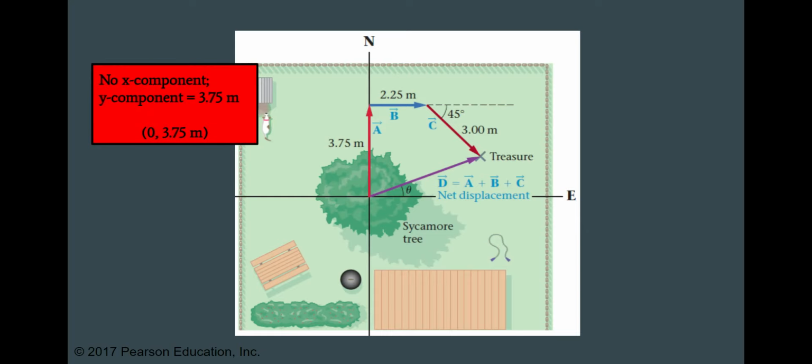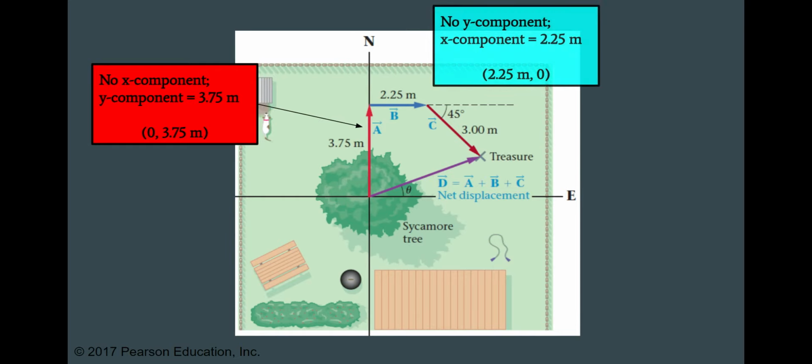So in this particular vector, vector A, we are lucky. It is vertical, so there is no X component. There's just a Y component, and we see that it is 3.75 meters. That's very easy. Vector B is also easy for the same reason. This time it's horizontal, and that means it has no Y component, but it does have an X component, which is just equal to its magnitude.